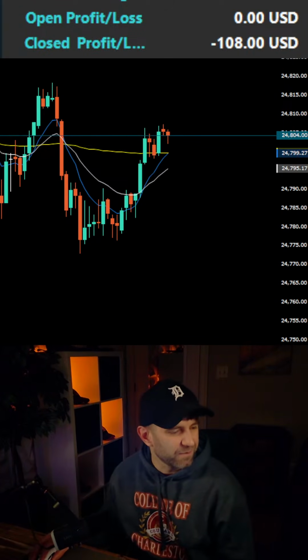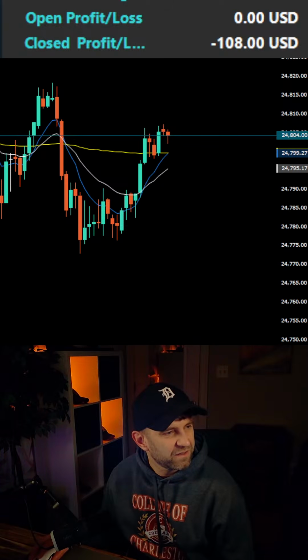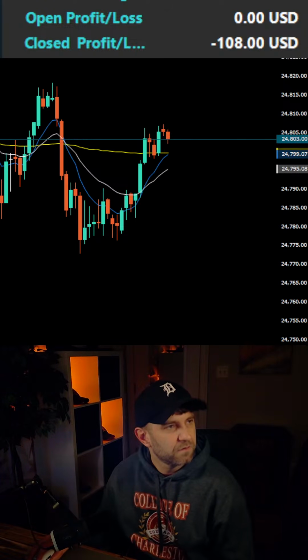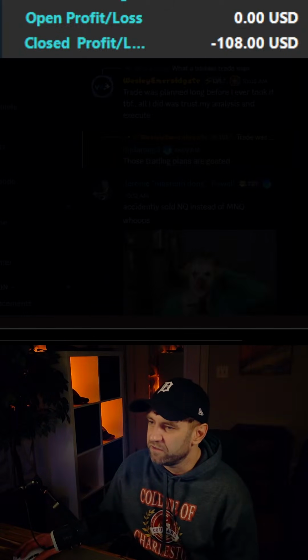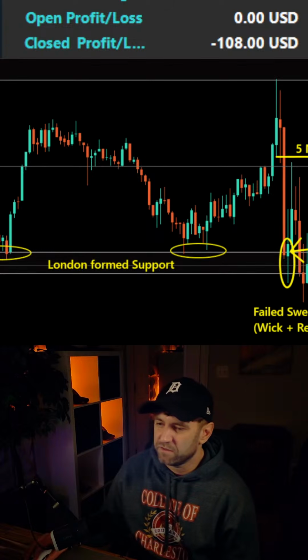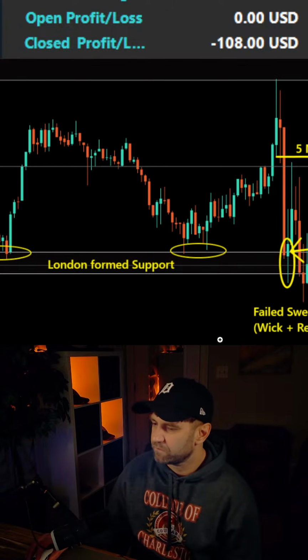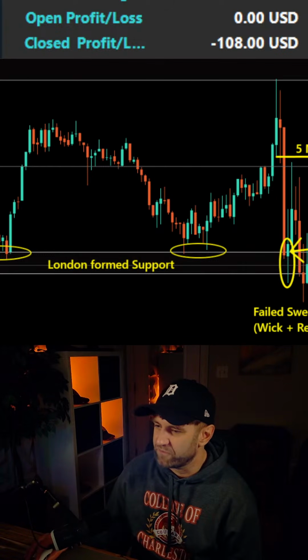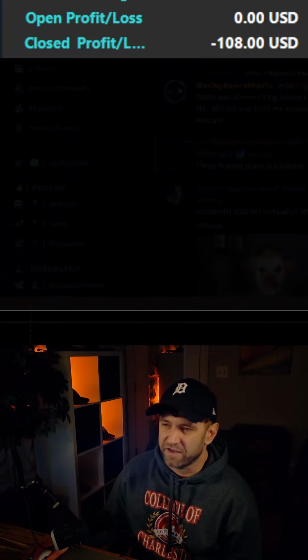Actually, here, now that I think about it, now that you're asking about my strat, I think I made a little drawing explaining the trade. Yeah, here it is. And my reasons for entering and all that. So here was my reason for entering. But that was basically the trade I took right there.